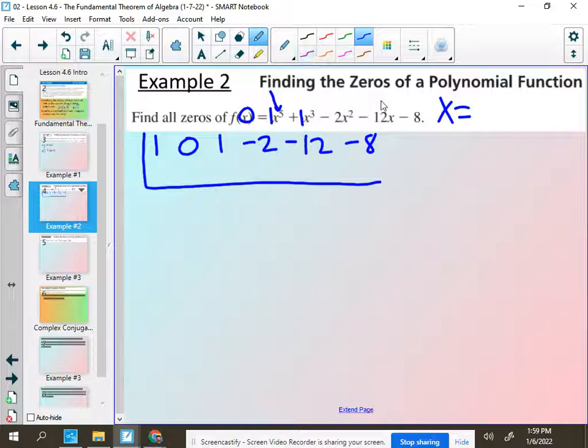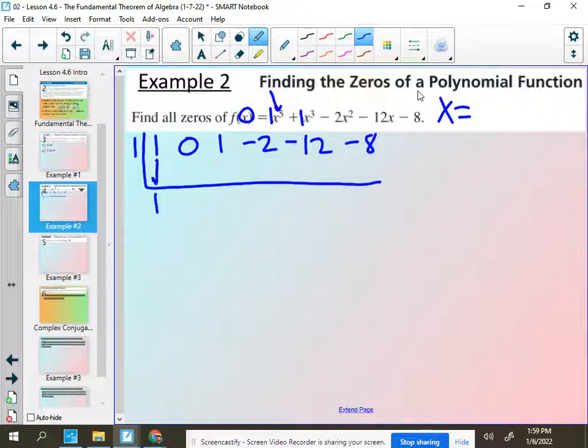Again, possible rational zeros are factors of 8 over factors of 1. So automatically we should be checking 1 and -1. Every single time, those should be your first two that you check. Then I'm going to look at 2 and -2. I'm never going to check 3 or -3 because those aren't factors of 8. But 4, potentially 4 and -4. Let's not get ahead of ourselves. Let's just start with 1.